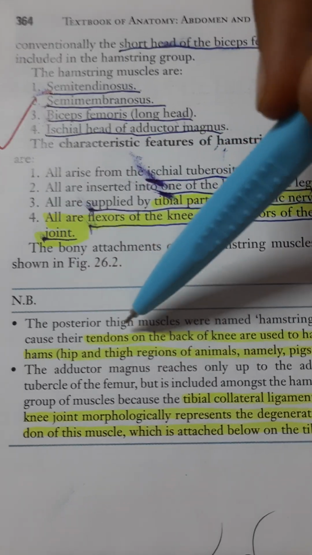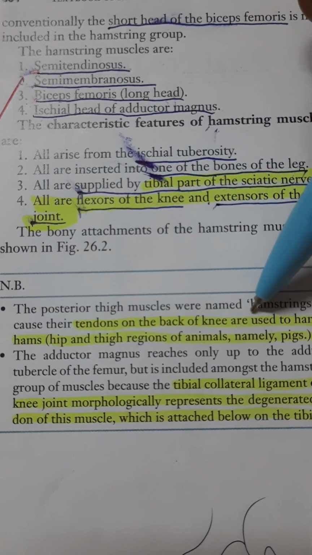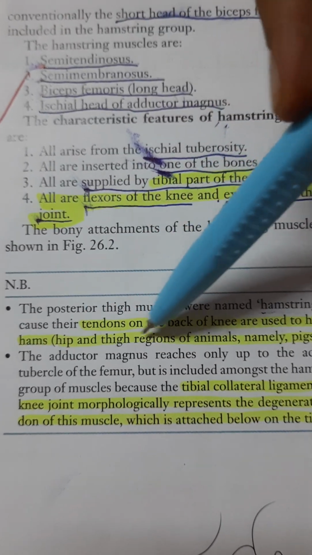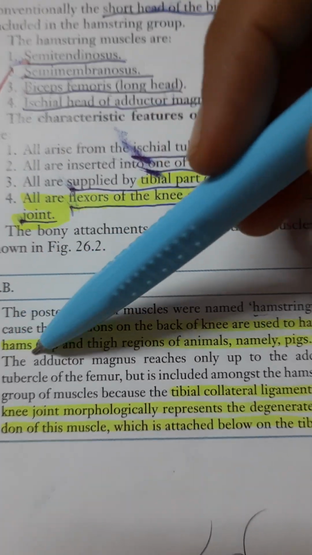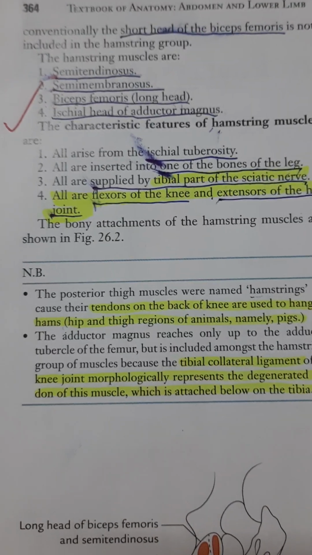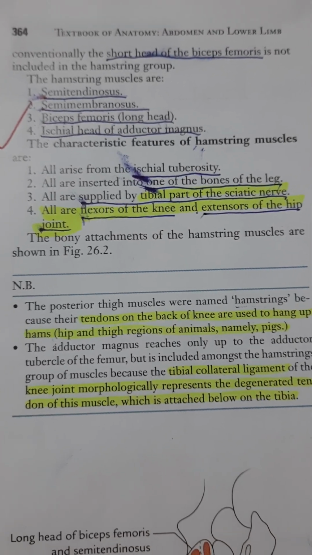So here it is written, the posterior thigh muscles were named hamstrings because their tendons on the back of the knee are used to hang up the hams. So that is not required. Now we will learn about the hamstring muscles.